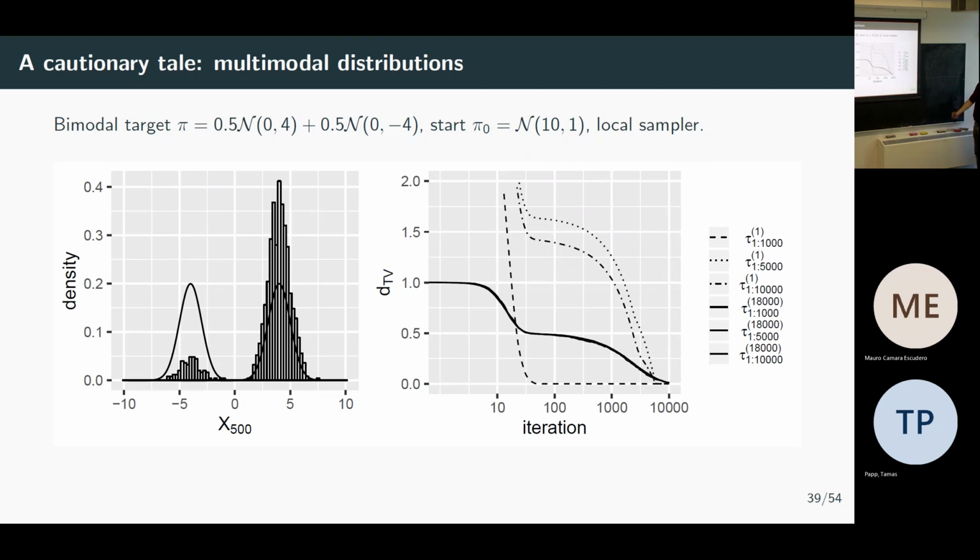Job done? Well, not really, because if you pick your lag 1, that's this case here, then even with 1,000 chains, you see that all the meetings happen in the first mode, and that's because in this bimodal target with pretty small step sizes, the sampler really has problems moving from one mode to the other.